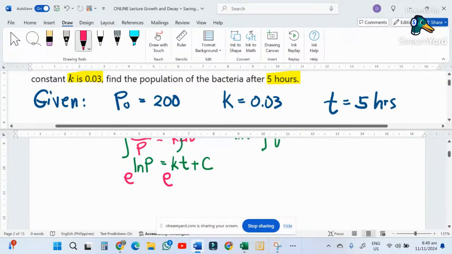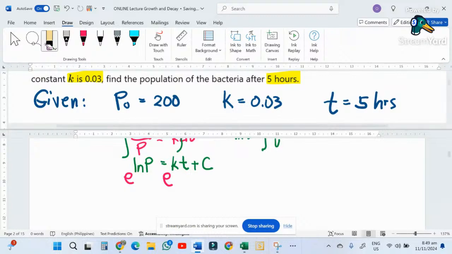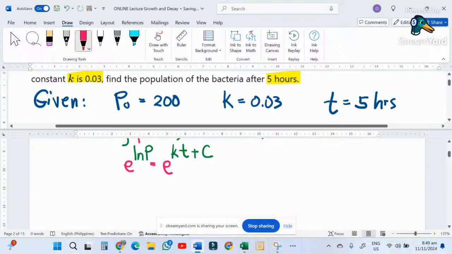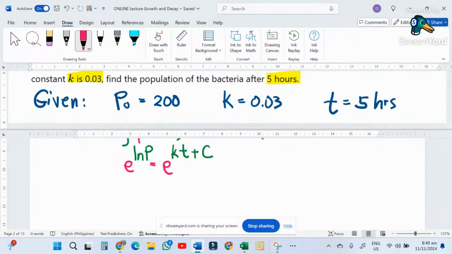So it will all become e raised to ln p equal to e raised to kt. Did you understand? Right. And the rule of the natural logarithm, I should say, is that when the base is e and you have an ln as your power, then the result will be the variable or the expression you put down here.